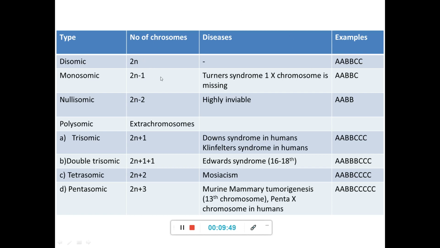Now, in one case, what happens? You are losing a C over here. That is, you are losing a chromosome C. So that becomes monosomic, 2n minus 1. And 2n minus 2 here.